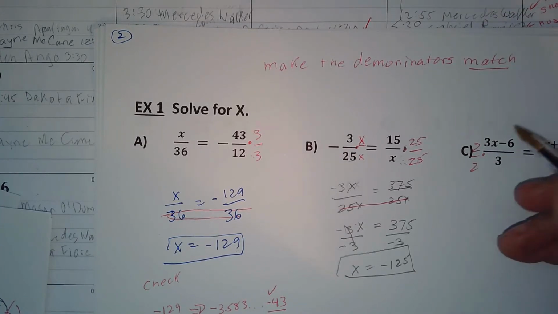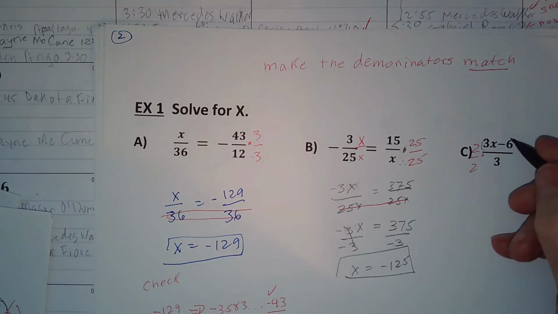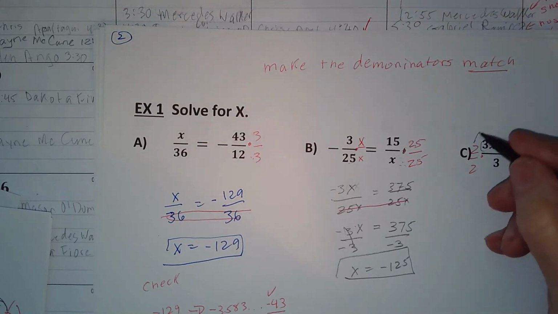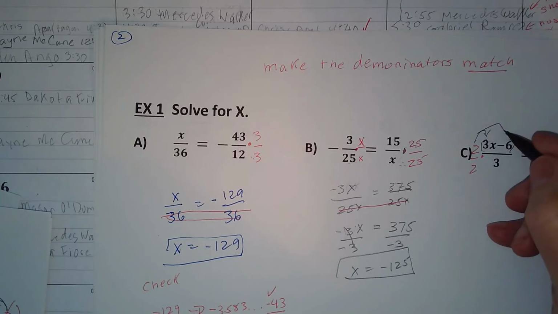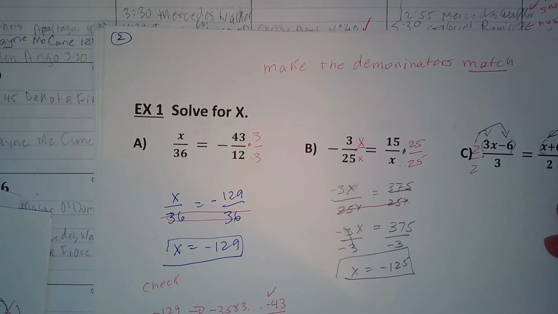Okay. So when I do that, I distribute. So I'm going to put these in parentheses. Distribute the 2 to the 3x and the 2 to the negative 6. And over here I'm going to distribute the 3 to the x and the 3 to the 6.